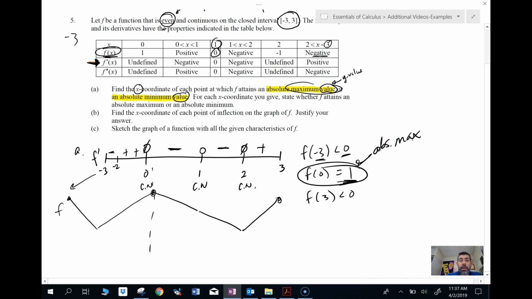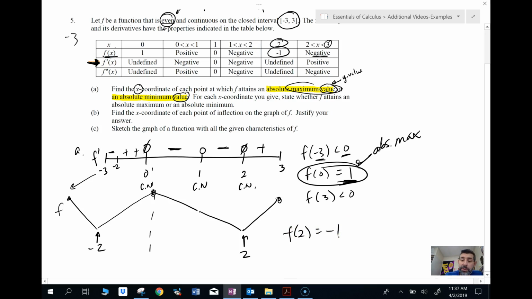Okay? What about my absolute minimum? Well, my absolute minimum could be here at -2 and here at +2. So which one is it? Well, let's take a look at what f says. f at 2 is -1. So f of 2 is -1.